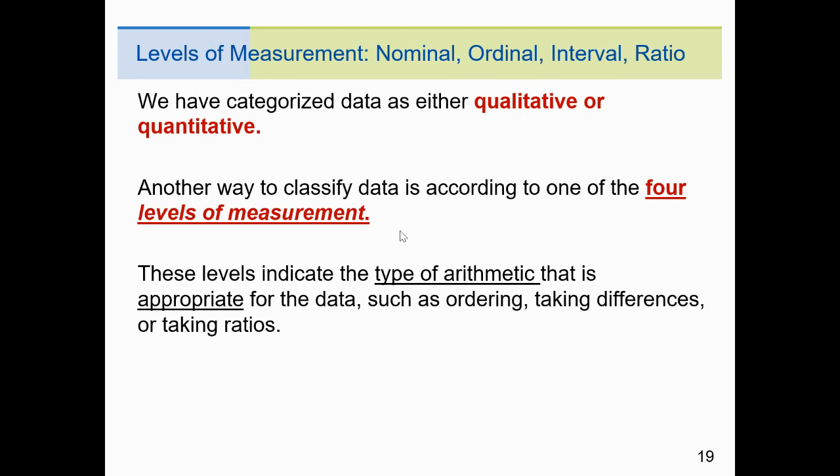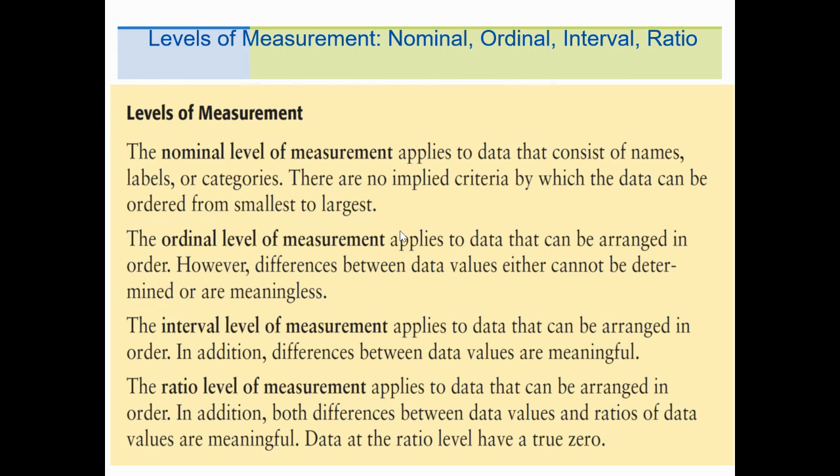We've categorized data as being qualitative, non-numerical, or quantitative, numbers. Another way to classify data is according to one of the four levels of measurement. Basically, these levels of measurement indicate the type of math arithmetic that's appropriate, such as ordering, taking differences, taking ratios, and so forth. So here they are once again. This would probably be a slide that I would incorporate into my notes.